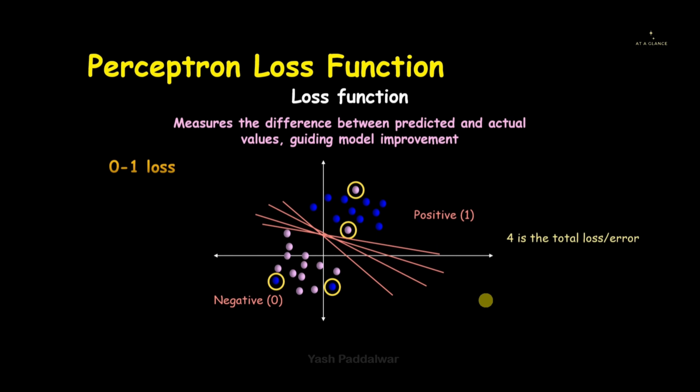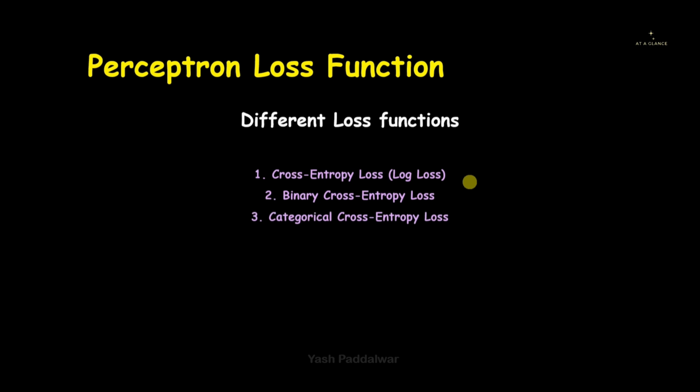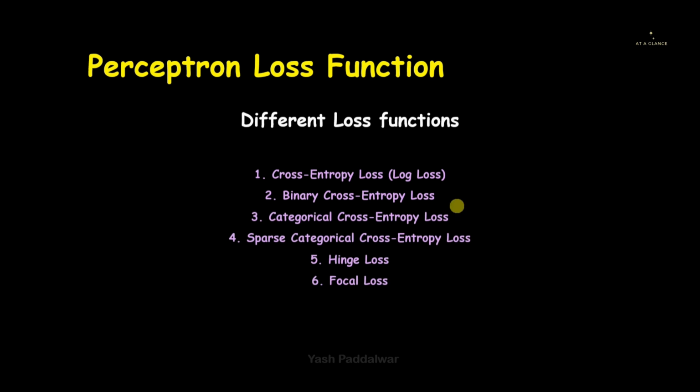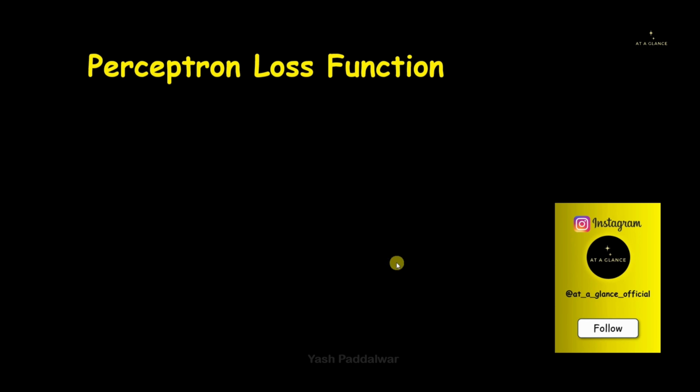We will have to choose a loss function which is going to alter the loss as and when the classifier is changed. So there are different loss functions which are used for classification techniques. Some of them are listed below. We have cross entropy loss, which is also called log loss. Then comes the binary cross entropy loss. Then we have categorical cross entropy. Then we have sparse categorical cross entropy. Then we have hinge loss and focal loss. We are going to look at all these losses as and when it is required, but for now just remember that the perceptron algorithm specifically uses the hinge loss.